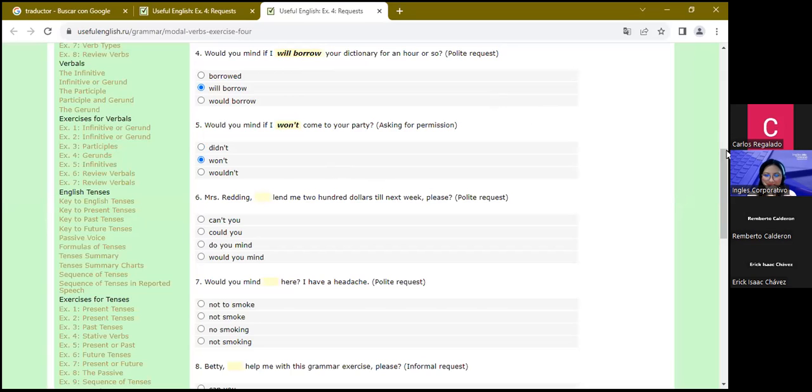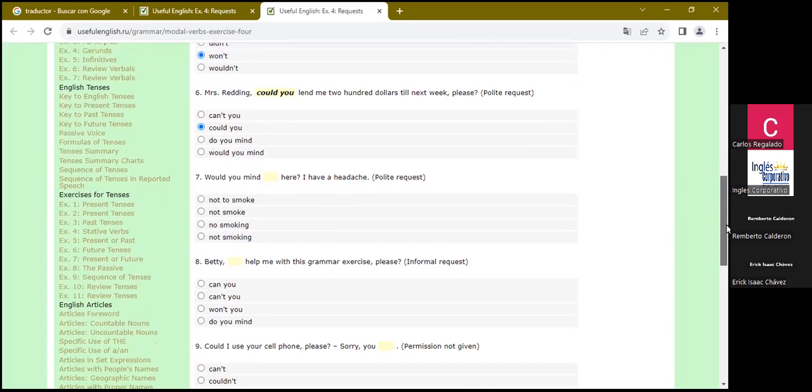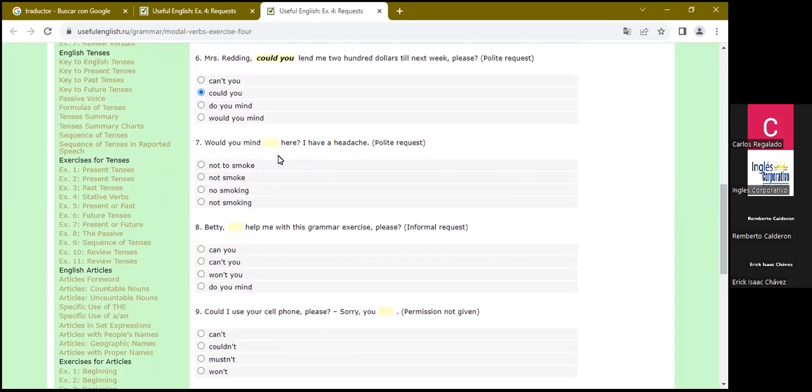Number six. Mr. Reading, lend me $200 till next week, please. Polite request. Presta $2,000 para la próxima semana, por favor. No. Sería could you, porque yes, como, could you, así es. Yes, correcto, could you.